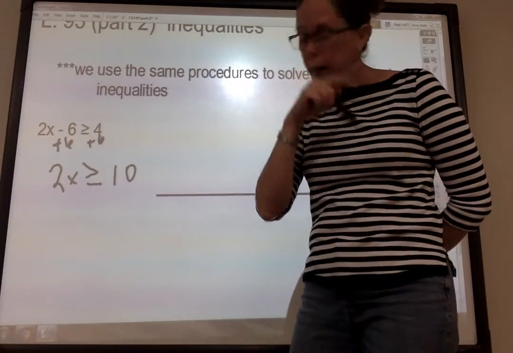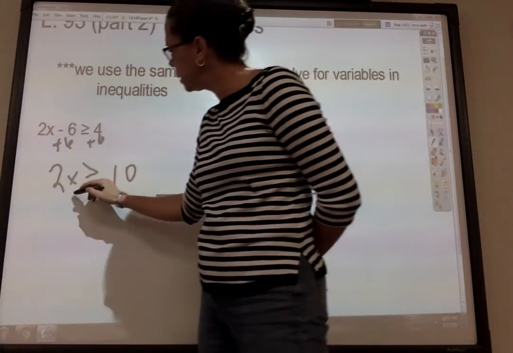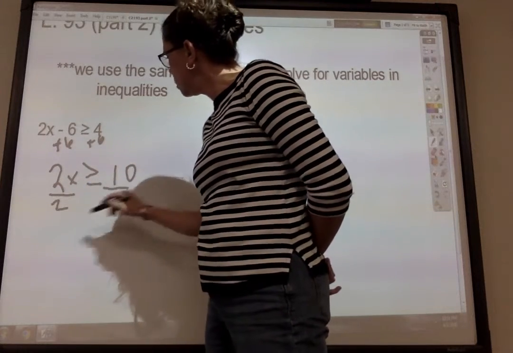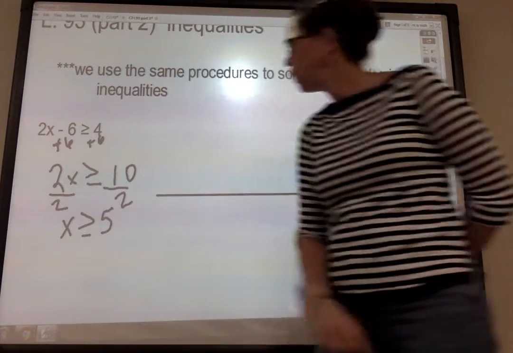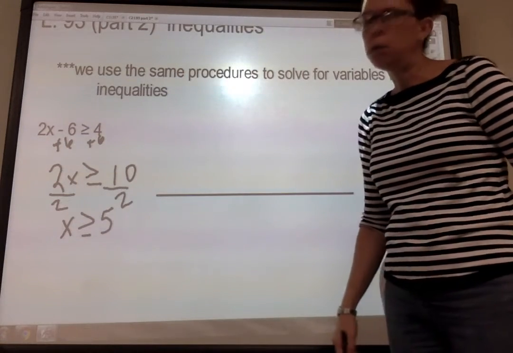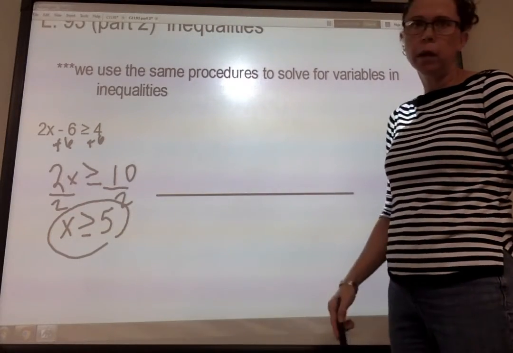Okay, now what's happening to the variable? Well, it's being multiplied by 2. How do I undo multiply by 2? Divide by 2 on both sides. So now I get x is greater than or equal to 5. Now, this is finding the solution. Now I've got to graph it on the number line.